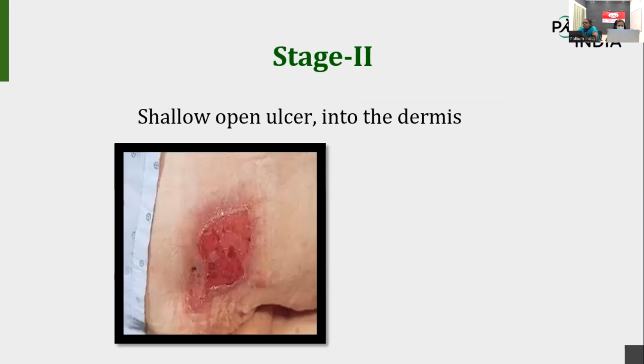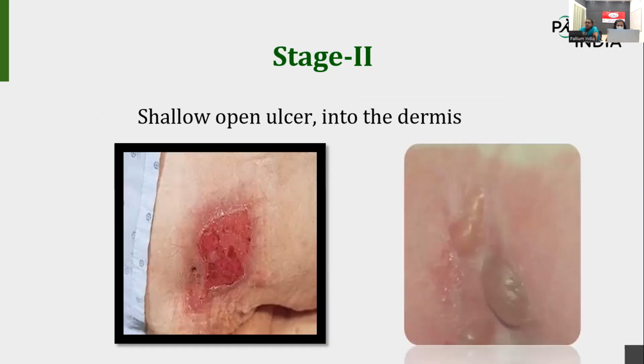A shallow open ulcer will be there. The dermis layer will be damaged, or blister formation will be there. If there is a blister, the skin will definitely break down and an open ulcer will be there. So here it is a clean wound, no pus formation, no slough. So you have to clean with normal saline. This is the second stage. You can clean with normal saline, and after that you can cover the wound properly.